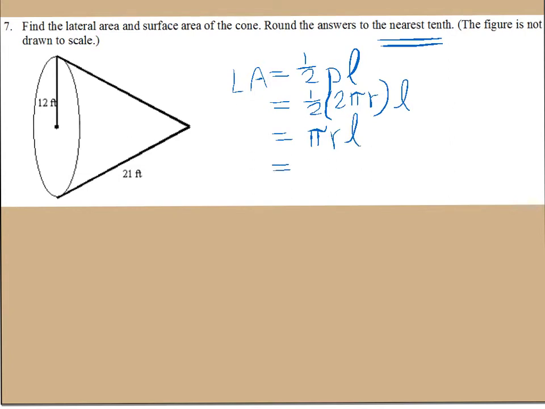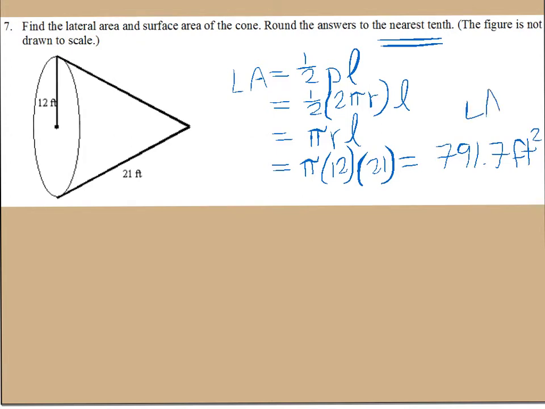So plugging in what I know, well, pi is pi. My radius is given to me, it's 12. And my slant height is given to me, it's 21. So plugging this into your calculator, you get your lateral area. Rounding it to the nearest tenth, we get 791.7. And since it's area, we're saying feet squared. So here's my lateral area.